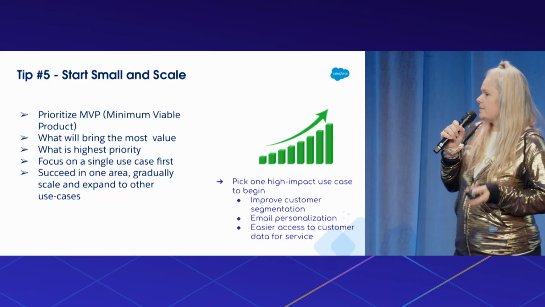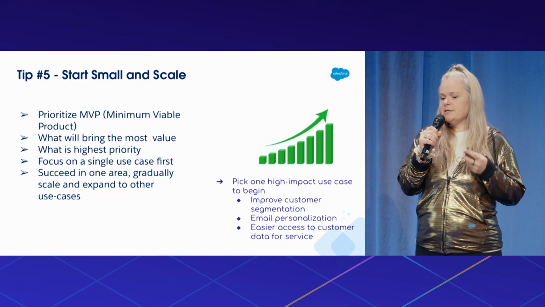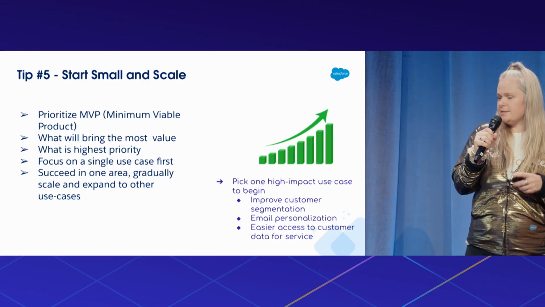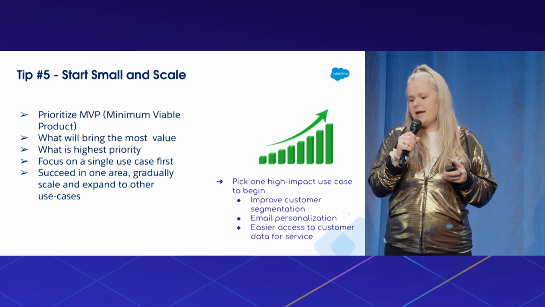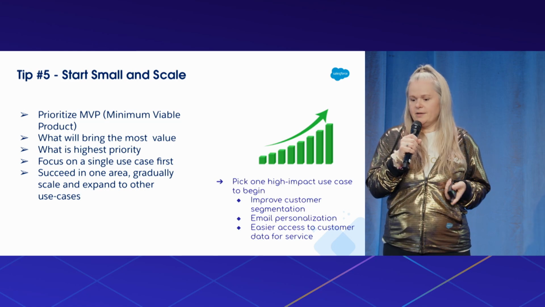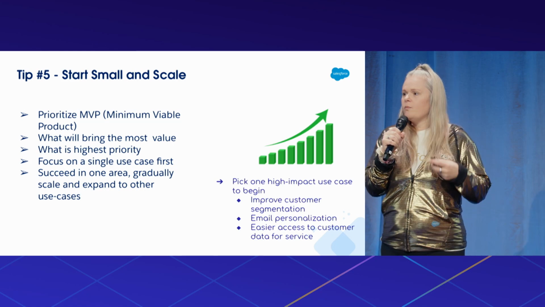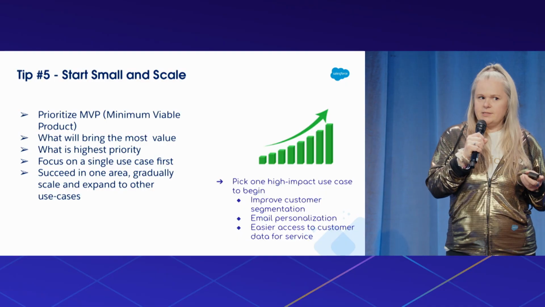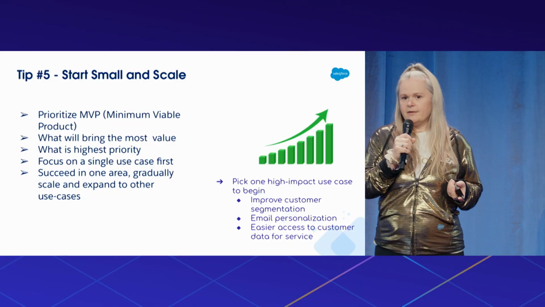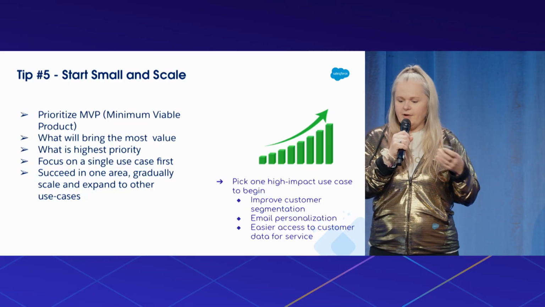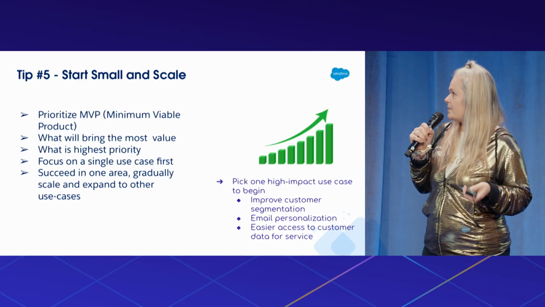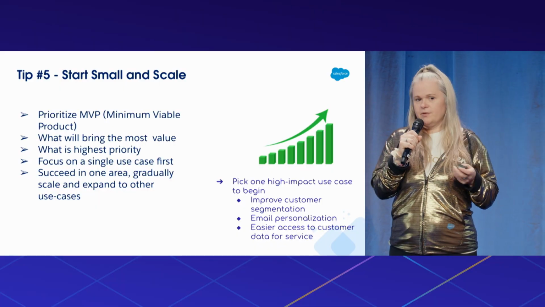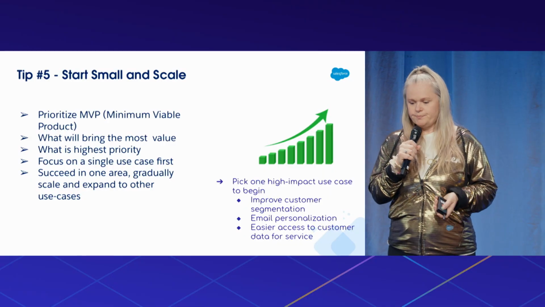And I would say this is important as well, and this is what I always do with my implementations. Start small and scale. Do not try to do everything at once. Don't try to boil the ocean, because that's just going to make it a lot more difficult. Prioritize your MVP. That's your minimum viable product. What will bring the most value to the business? What would be the highest priority? Where can you get the most ROI or the most value? So focus on that single use case first and start there. Once you succeed there, you can gradually scale and expand to other use cases within the business. So really just focus on that one high-impact use case that you really think is going to make a big difference.